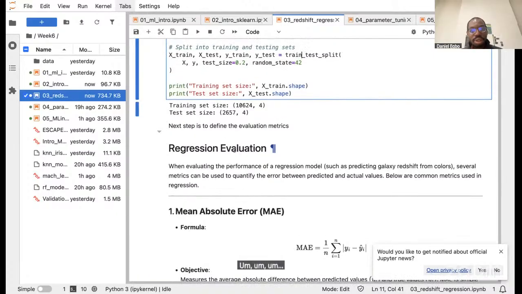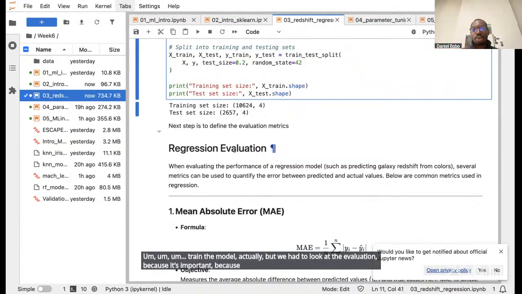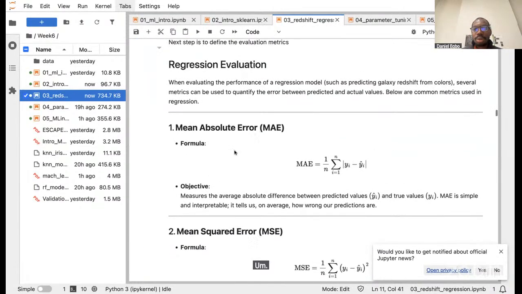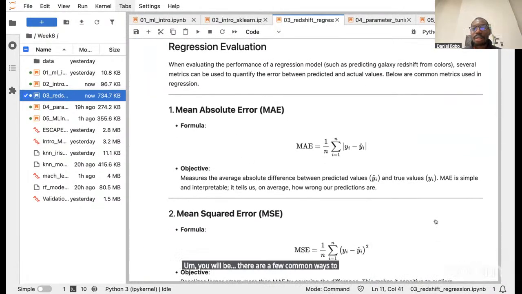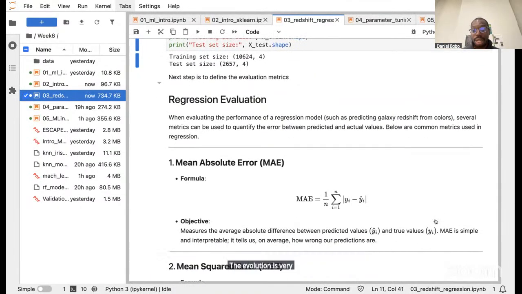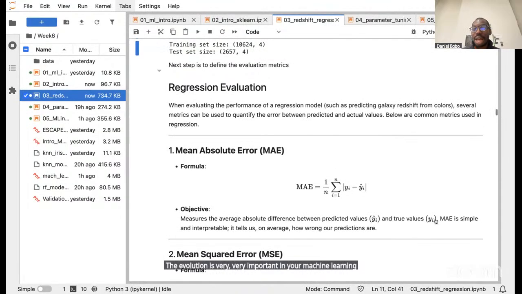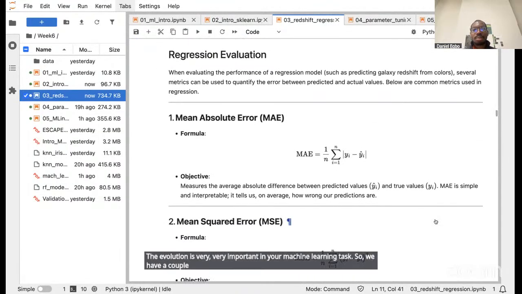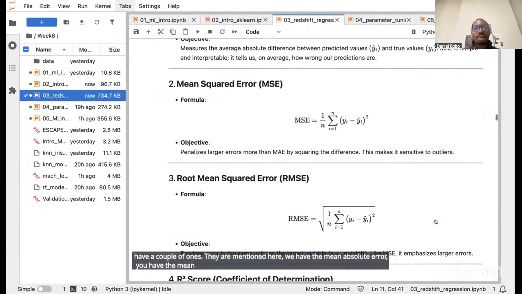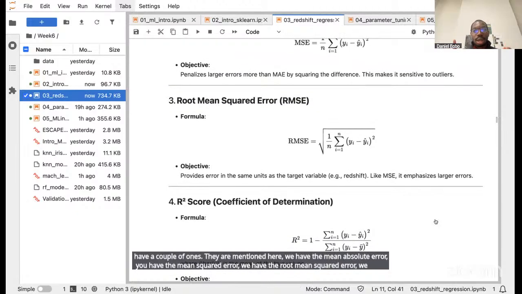train the model, actually, but we had to look at the evaluation because it's important. I didn't just want to jump into training; we have done that before in the previous notebook. So we had to look at how you evaluate regression problems. There are a few common ways to see whether your model is learning well or not. Evaluation is very, very important in your machine learning task. They are mentioned here: we have the mean absolute error, the mean squared error, the root mean squared error, and the R squared error.